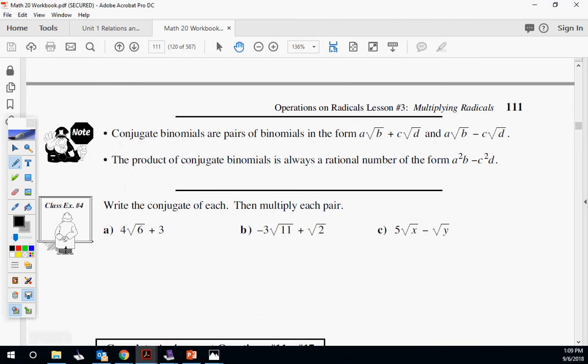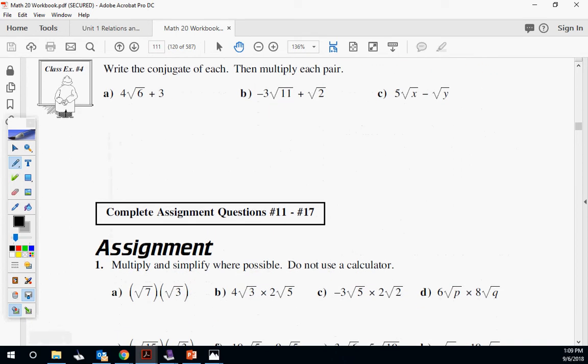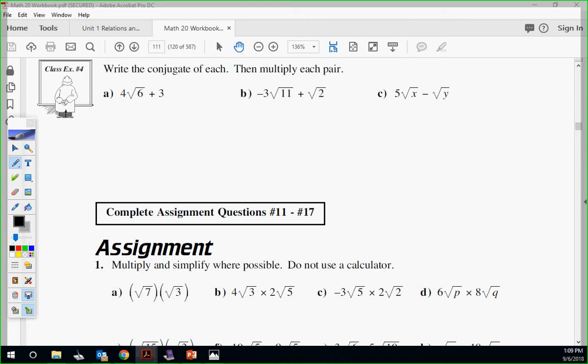All right, so let's look at a couple examples of that, and then we'll be done. Okay, here we go. Write the conjugate of each, then multiply. So go ahead and try that. You guys write the conjugates. I'll give you about a minute here. Just write the conjugate of these 3. So, the conjugates. Lucas, what do you got for the first one?